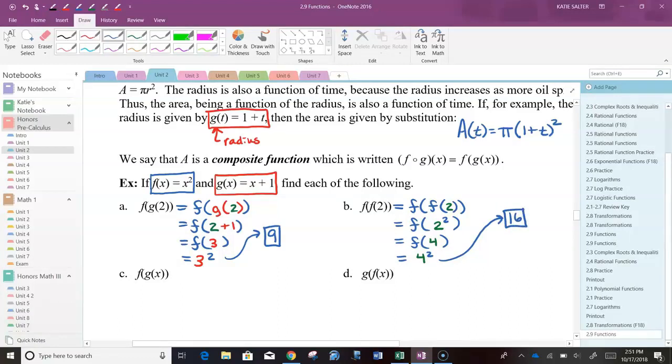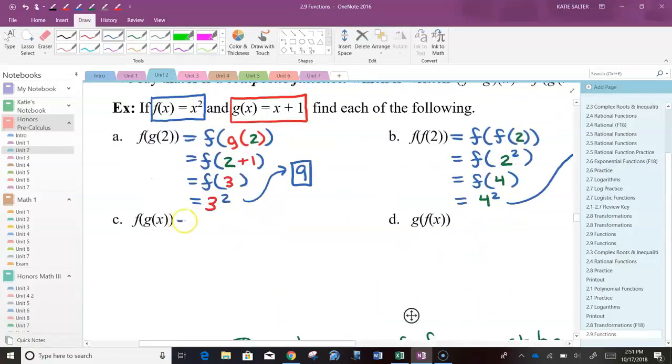Now let's do it for the actual functions. So let's say we're going to figure out what the function f of g of x is. So if we substitute g of x into the f function, since g of x is equal to x plus 1, we're going to replace g of x with x plus 1. Now we're going to go to our f function where we see x, we're going to replace x with x plus 1. So our new function is that f of g of x is equal to (x plus 1) squared. We could also write this as x squared plus 2x plus 1.